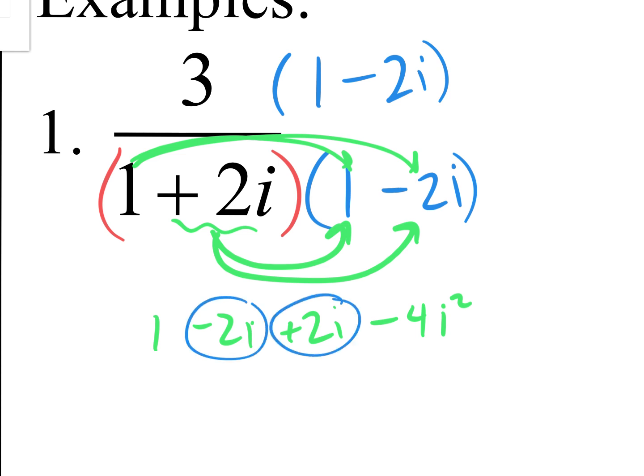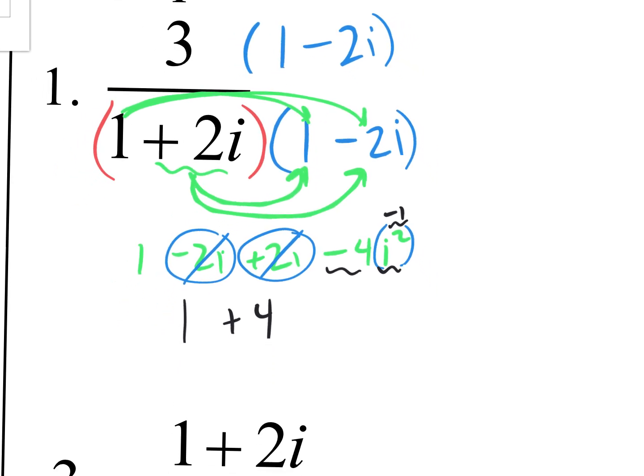Okay? Now, what happens with the middle terms? They eliminate. What happens with that i squared? That really becomes a -1. So the middle terms eliminate. I have 1, and I have -4 times -1. -4 times -1 is really a positive 4. So I end up with a 5. And that 5 is in the denominator, because that's what I've done right here in the denominator. I got rid of the i and changed it to a 5.